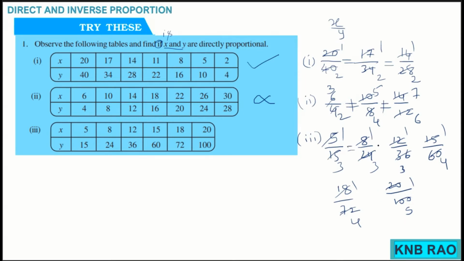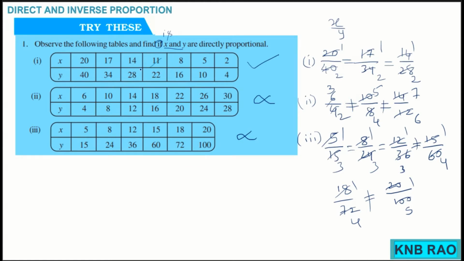Though the first three are in the same ratio, from the fourth onwards they are not equal. So we say the third one is also not in the same ratio. The values corresponding to x and the values corresponding to y are not in the same ratio. Therefore, the third one is also not directly proportional. So you need to watch all the values. Very important, you need to watch all the values.